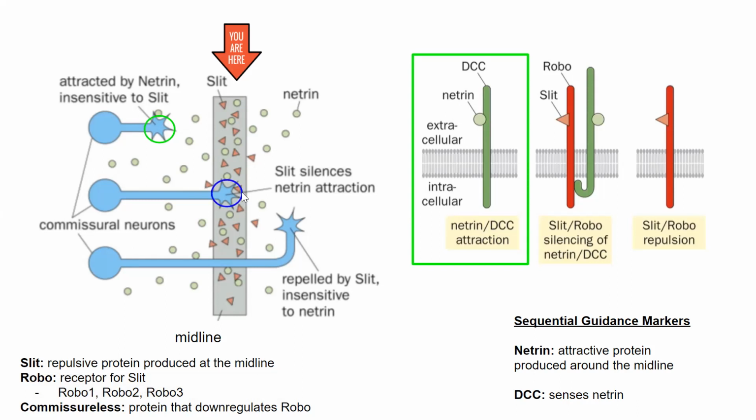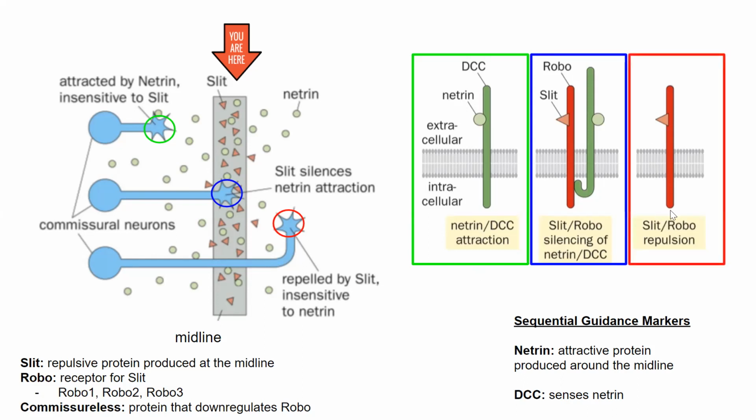And then here, when it gets to the midline, there's a delay, and then SLIT silences the netrin attraction. So it's no longer attracted to the netrin, and so it's only repulsed by the SLIT. It's repelled by the SLIT, insensitive to netrin. So it goes through the midline, and then it gets out of here, and it's just like, I gotta go. So it's not being pulled back into the midline. That's shown over here. All you have is SLIT.